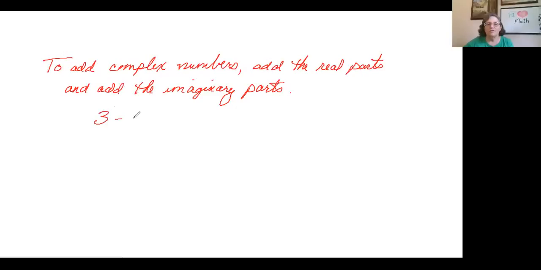So if we've got 3 minus 5i and we want to add 7 plus 2i, you add the 3 and the 7, and you add the negative 5i and the positive 2i, and that's it. That's all you have to do. Just like if it was an x.